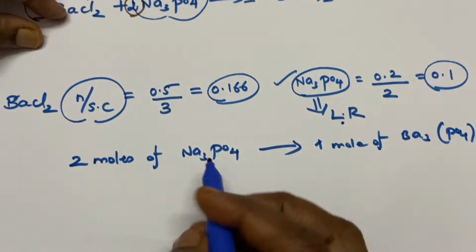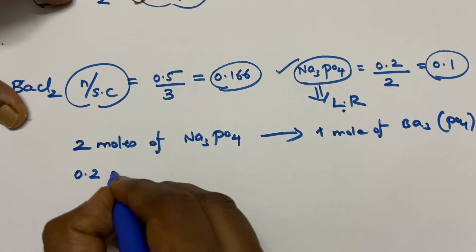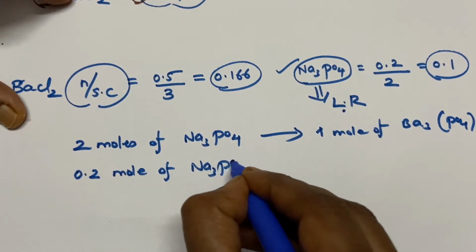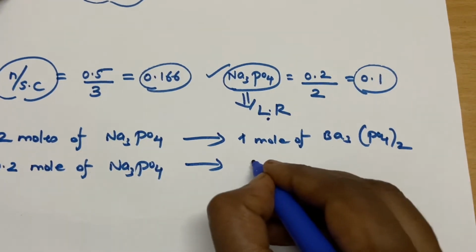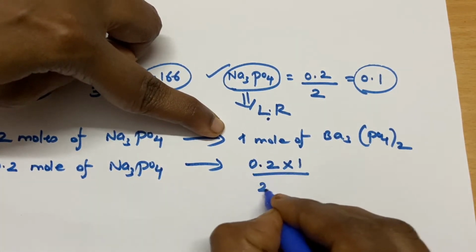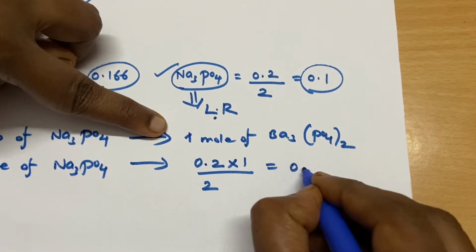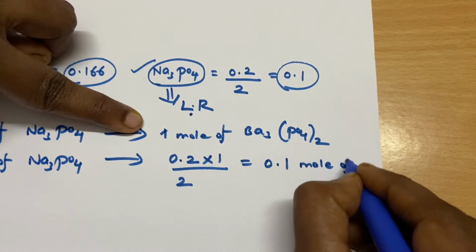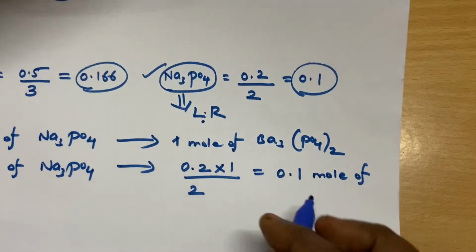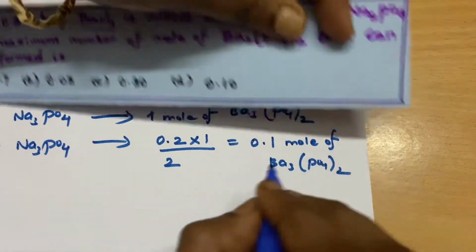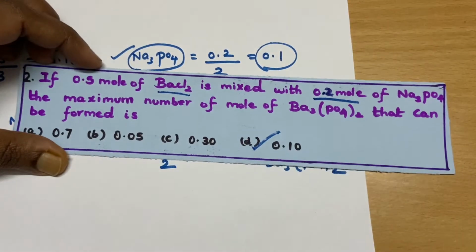You have to find out for the 0.2 moles. So 0.2 mole of Na3PO4 gives, so just cross multiply: 0.2 into 1 divided by 2, which is 0.1. Okay, 0.1 mole of barium phosphate. Just cross multiplication. Okay, so the answer is 0.1.